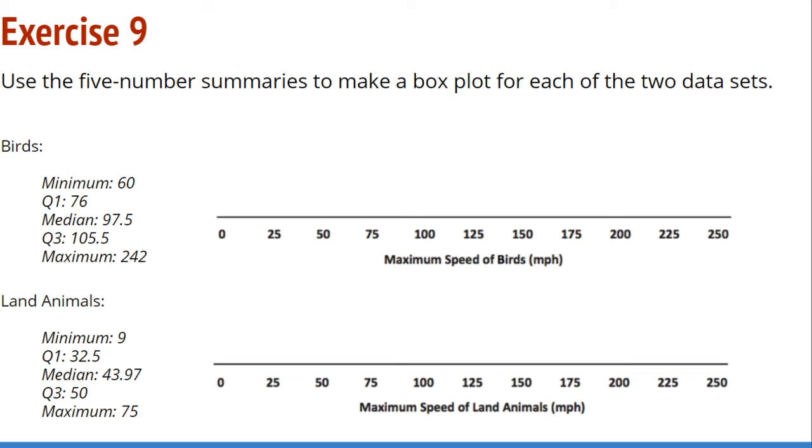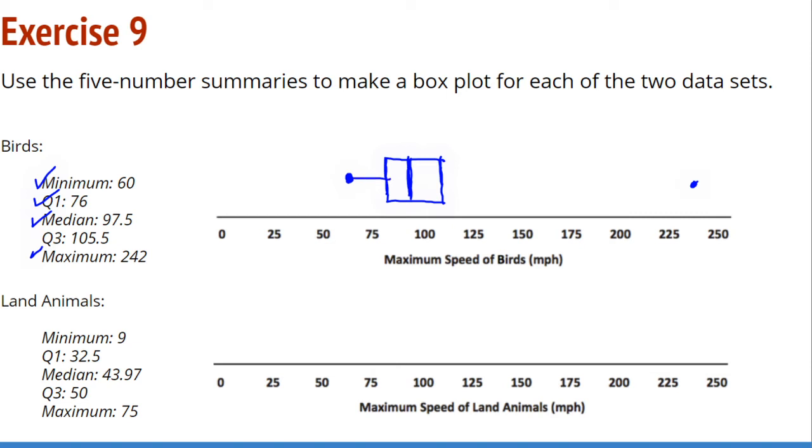So the birds are a minimum of about 60, so I'm going to put a dot there at 60. Quartile 1 is at about 76, so I'll go ahead and put a line there. And I've got a median of 97.5, so I'm going to say that's right about here. Quartile 3 is at 105.5, so that's going to be right about here, and I'm going to connect my box there. And I've got a maximum of 242, which is right about there.